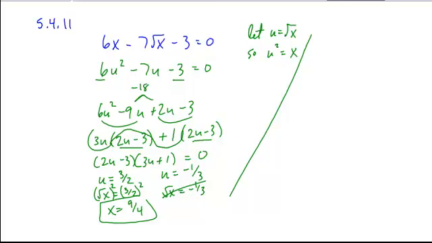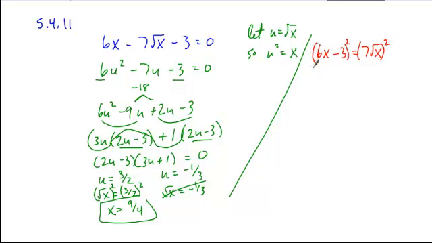I could have also solved this by isolating my radical. So if I have my 6x and negative 3 stay on the left side, and I add 7 root x to the right, once I isolate my radical, I can square both sides to get rid of it.